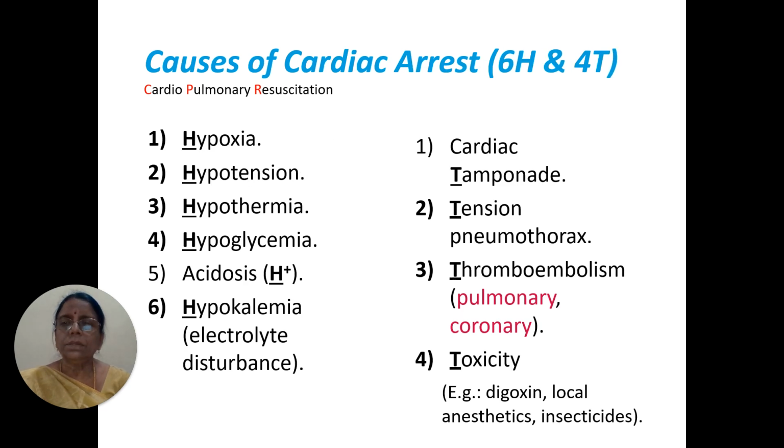So what are the causes of cardiac arrest? Easy to remember, there are 6 H's and 4 T's. One is hypoxia, then hypotension, hypothermia, hypoglycemia, acidosis, hypokalemia, electrolyte imbalance, or cardiac tamponade, tension pneumothorax, thromboembolism either pulmonary or coronary, and toxicity with digoxin, local anesthetics or insecticides.